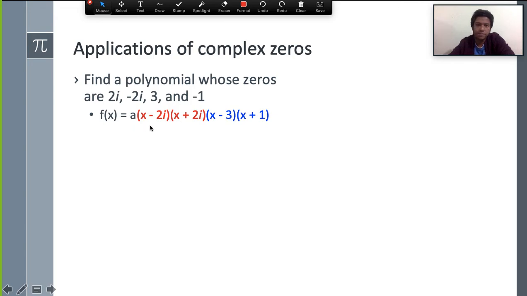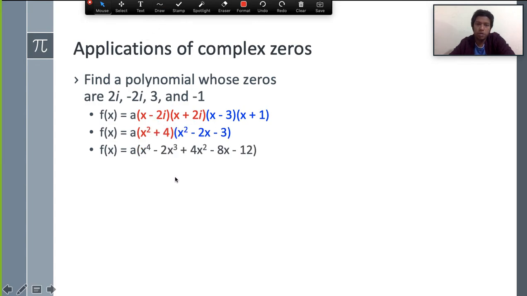Some constant number. Now, this will always be put here, and the constant depends on something we can verify from the graph if a graph is given. Then we can multiply all of them to find our final answer. So this is the function whose zeros are these.